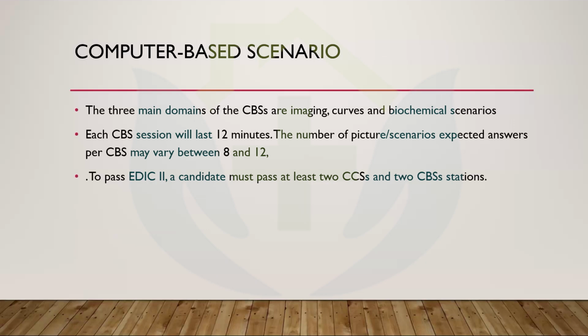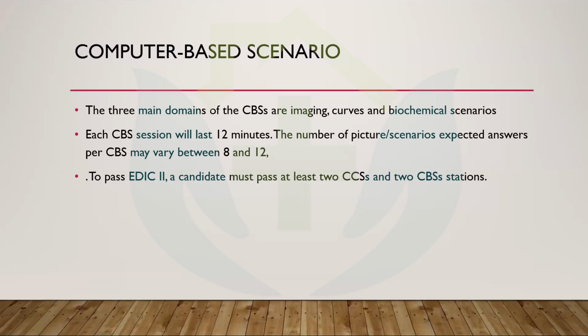In CBS, computer-based scenarios, there are three main domains, which everyone must be knowing: imaging, curves, and biochemical scenarios. Each CBS session lasts for 12 minutes. The number of pictures or scenarios, or expected answers, per CBS may vary between 8 to 12. Usually there are 12 in 10 minutes, around 1 minute for each one. If you do it quickly, you can attempt all 12.